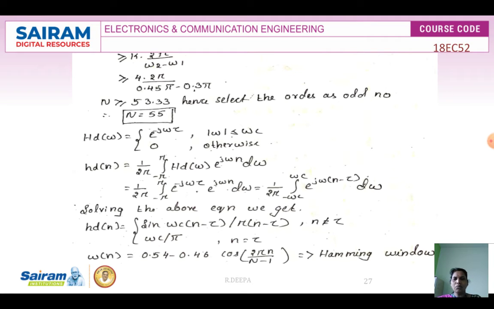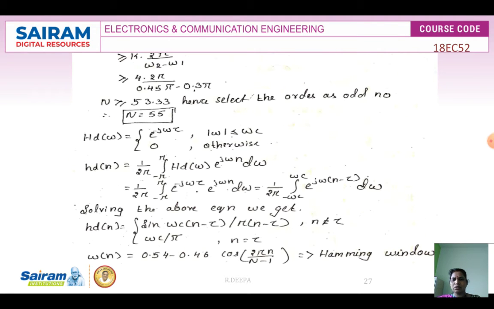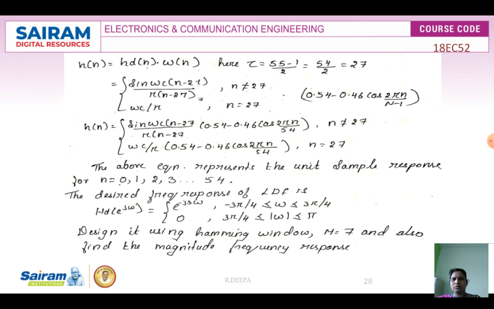And we know for the Hamming window, the window function is represented as w of n is equal to 0.54 minus 0.46 cos 2 pi n by (N minus 1). So using this, let us list out all the values of w of n. As the range of n is very high, I am not going to find the entire filter coefficient.